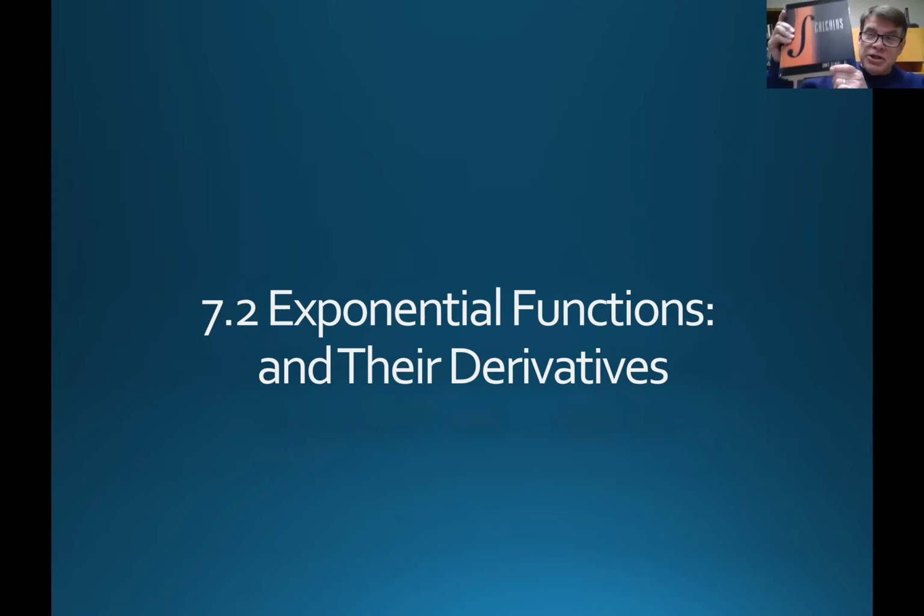I am following James Stewart in his Calculus 6th edition, and this is chapter 7. There's another version of Stewart's work, early transcendentals or something like that. I haven't found this chapter, or it's not in the same place, but I'm doing it anyway because this is the book I have. And so this section is the second section of the 7th chapter of this edition on exponential functions and their derivatives.